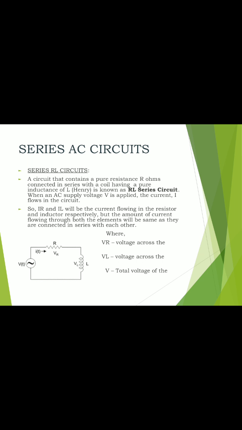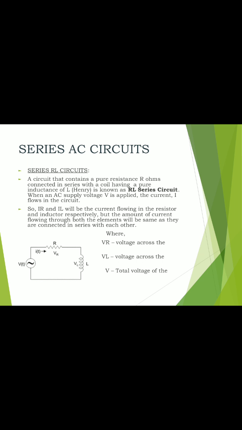First, we have the RL series circuit. A circuit that contains a pure resistance of R ohms connected in series with a coil having a pure inductance of L Henry is known as an RL series circuit. When an AC supply voltage of V is applied, the current I flows in the circuit. So IR and IL will be the current flowing in the resistor and inductor respectively.